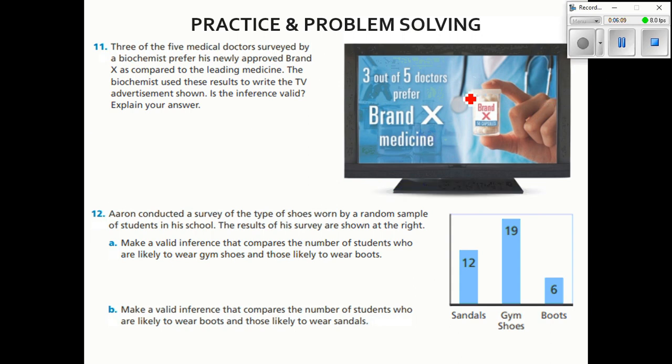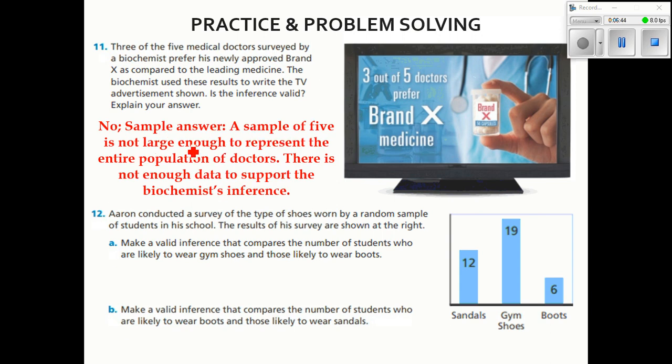Well, when they ask me if the inference is valid, I have to remember what an inference is. It's information that I can take about what was said and make a valid conclusion from it. Now, this advertisement states that 3 out of 5 doctors prefer brand X medicine. But in this example, it says 3 of 5 medical doctors surveyed by a biochemist prefer this. He only asked 5 people. I mean, really, that's not a big enough sample. So I'm going to say no, that it's not valid.